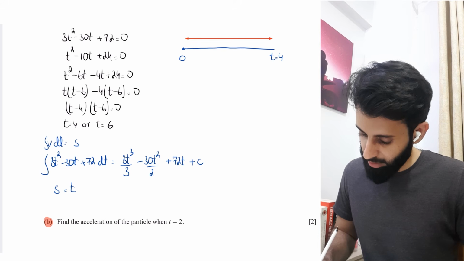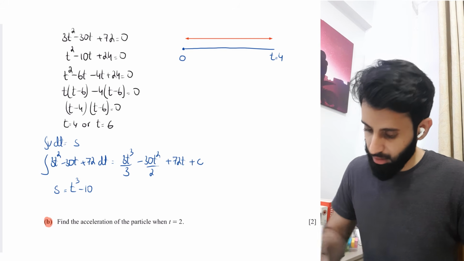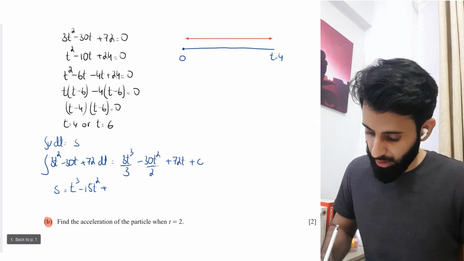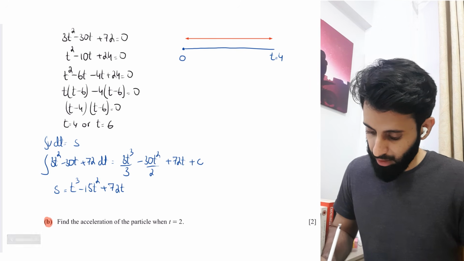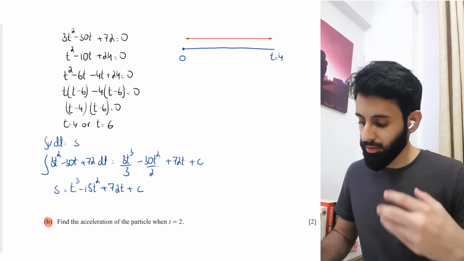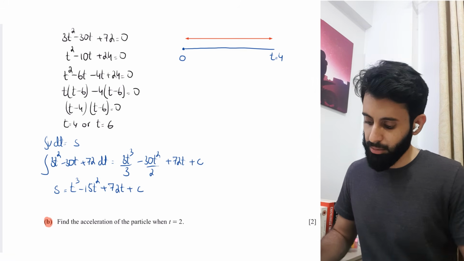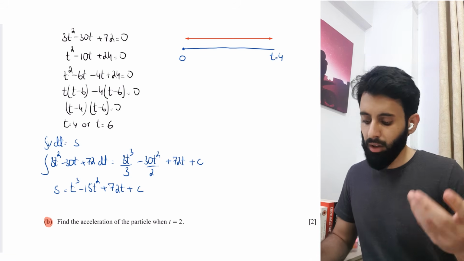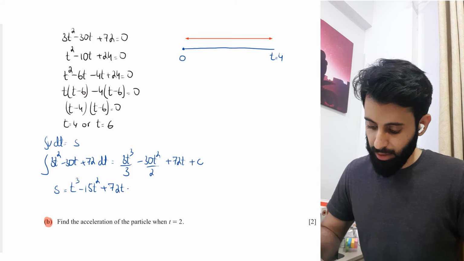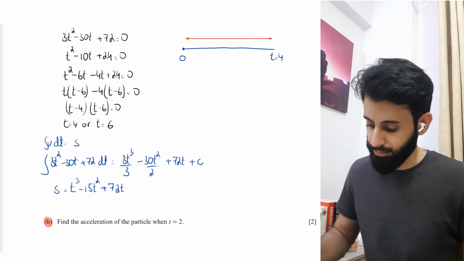So s = t³ − 15t² + 72t + c. If I plug in t = 0, everything becomes 0. So 0 cubed is 0, minus 15 into 0 squared is 0, 72 times 0 is 0, and s is also equal to 0. So that means there's no need to write plus c here. I can just cross it out.